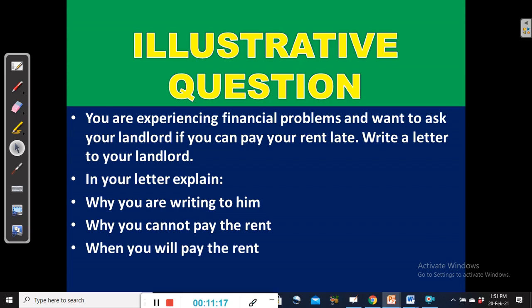I want you to look at this illustrative question, and from this you will see that learning how to write a letter goes beyond the school or the university or the college, all right, or academic institution. It has to do with life generally. It is important for your personal life, it is important for your family life, it is important for your social life, it is important for your career.